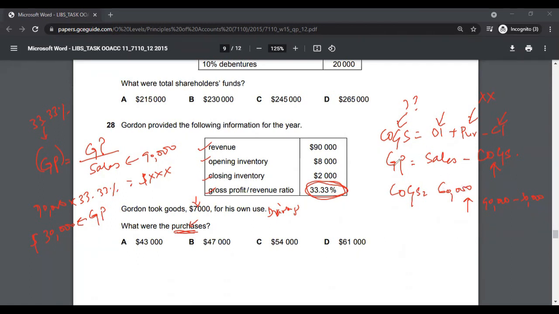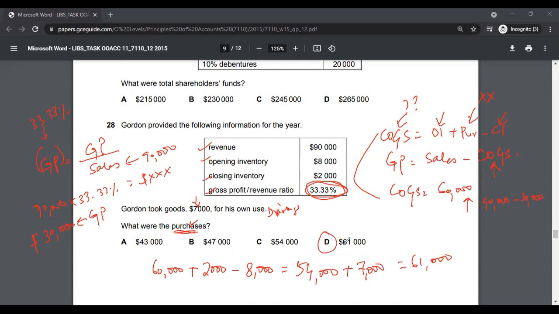We have the COGS. We just need to use the formula here to calculate the purchases. So COGS is 60,000, plus the closing inventory, that's 2,000, minus the opening inventory, that's 8,000. If you solve this, it comes to 54,000 for purchases, but then there are these drawings which need to be added to the purchases. That's why they have given you this information. So it will be 54,000 plus 7,000, and that's 61,000. So the answer to multiple choice 28 is option D.